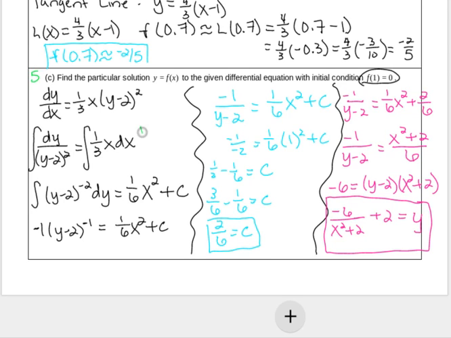So remember to separate your variables. That's always worth a point. It's a point for each of your antiderivatives. It's a point for solving for C, and it's a point for getting to your final answer.